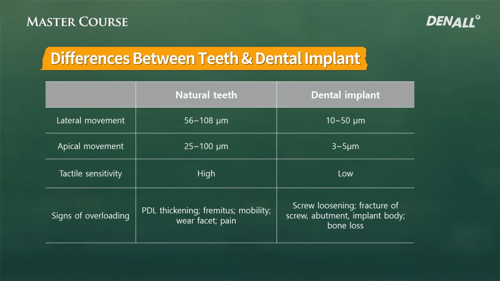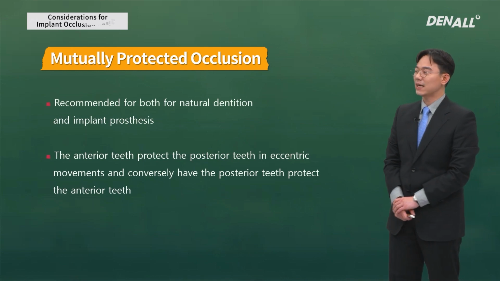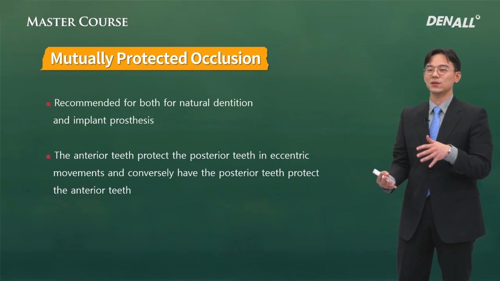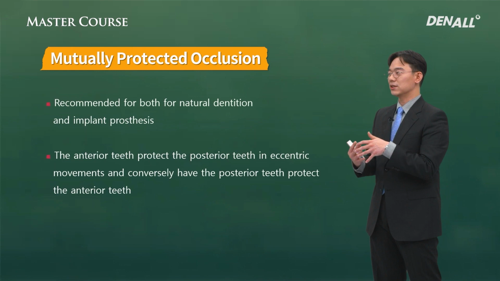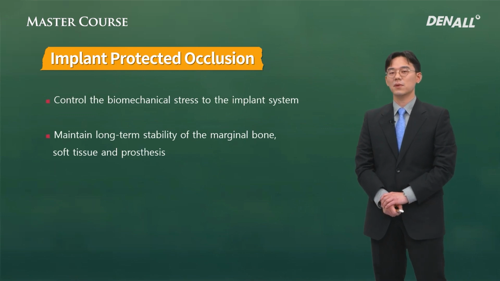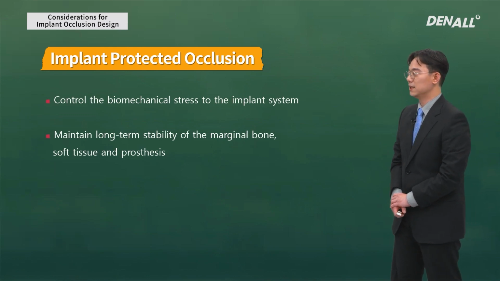As signs of overloading, natural teeth show PDL thickening, fremitus, mobility, wear facets, or pain, but for implants, more mechanical problems occur: screw loosening, fracture of the screw, abutment, and implant body, and bone loss. Mutually protected occlusion is recommended for both natural dentition and implant prosthesis. The anterior teeth protect the posterior teeth in eccentric movements, and conversely the posterior teeth protect the anterior teeth. The concept of implant-protected occlusion is added to control the biomechanical stress to the implant system and maintain long-term stability of the marginal bone, soft tissue, and prosthesis.